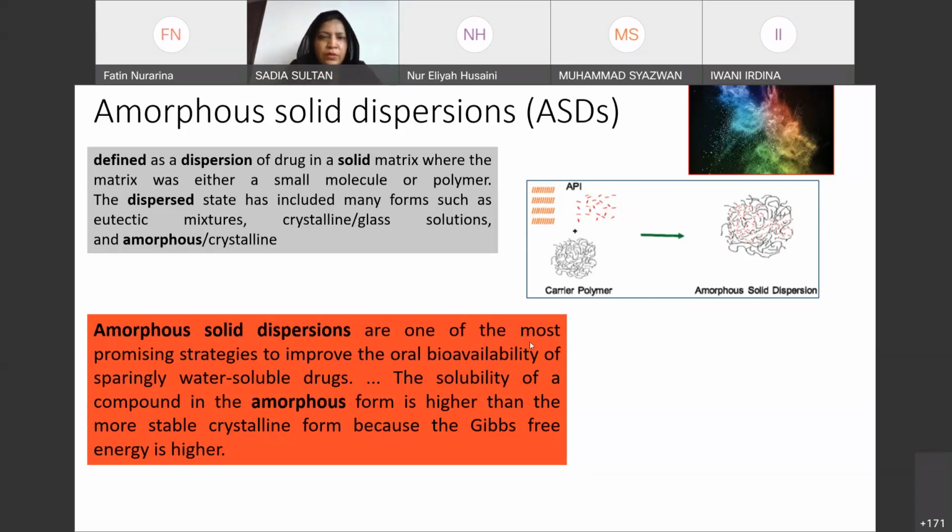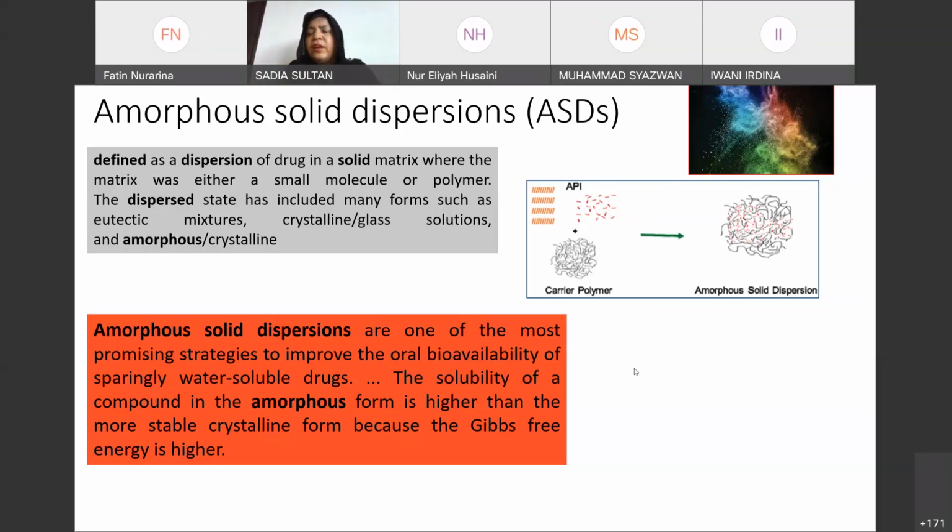Amorphous solid dispersion is one of the most promising strategies to improve the oral bioavailability of sparingly water soluble drugs, because some drugs are very, very good, very potent, but they have a problem. They don't have very good solubility. They are sometimes not fully soluble, so they are called sparingly water soluble drugs. So this ASD technique can make them fully soluble, or enhance their oral bioavailability as well.